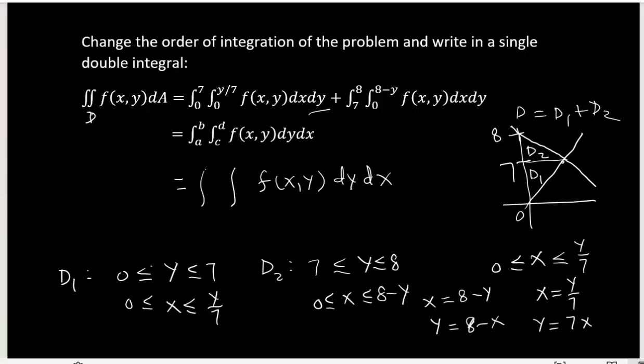So now look carefully. As you see here, y equals 8 minus x and y equals 7x. So we can say 7x equals 8 minus x. That gives me 8x equals 8, so x equals 1. You can see x equals 1 here. All right, so we have everything in our hands. So let me refresh my picture.